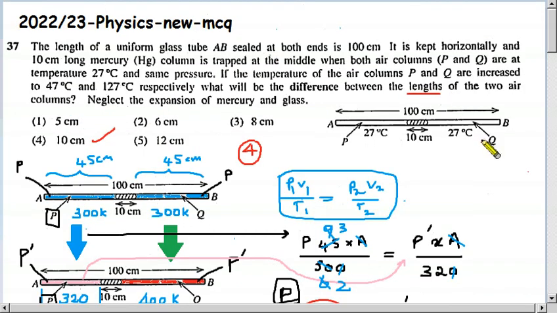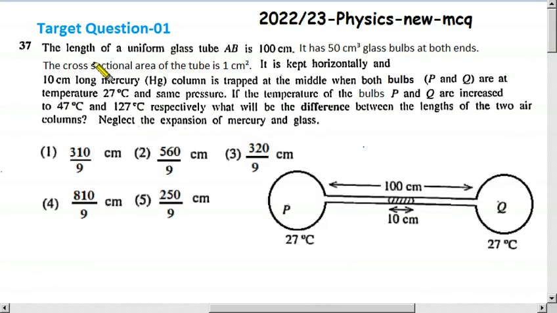So let us try to do some target questions now. So children, here is our target question number 1. So read the question carefully. I have done some little alterations. So try to solve it on your own without looking at my answer. Pause the video first and start.